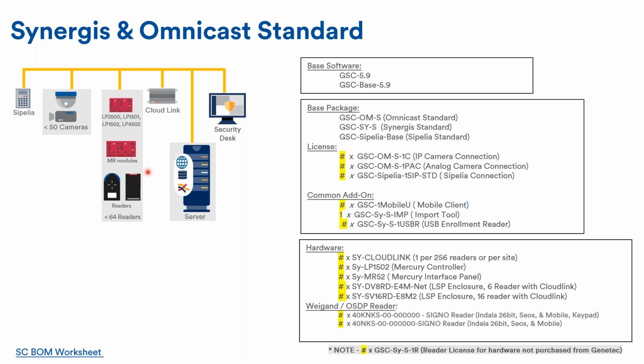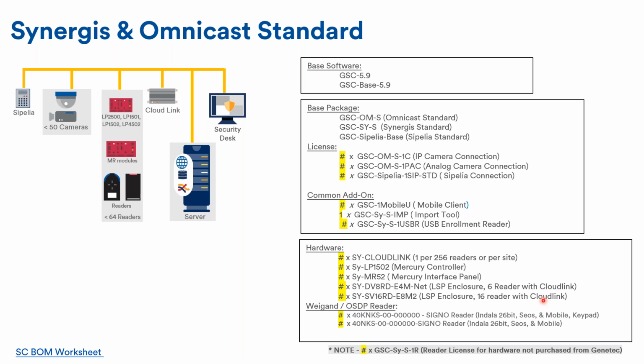Now, if we wanted to have enclosures to be able to house the Mercury panels, we have the option of using the 6 reader with the CloudLink option, which is a life safety power version of the enclosures. And we also have a 16 reader with CloudLink option as well, which is also by life safety power. Along with that, obviously, you need to also quote your readers to go with it.